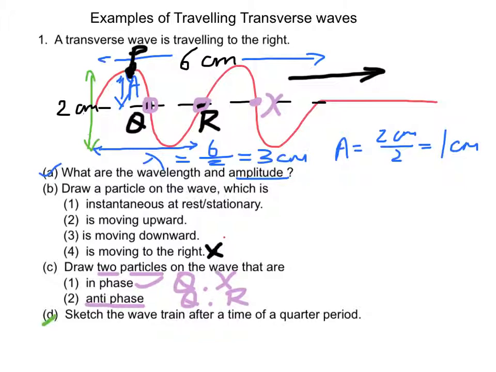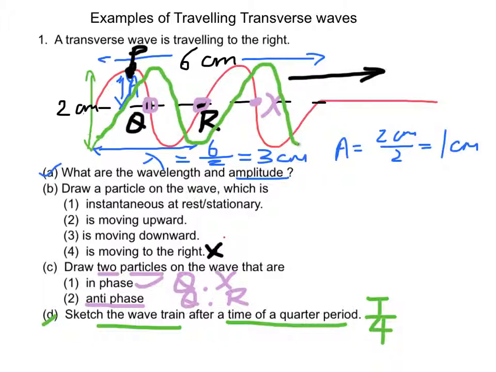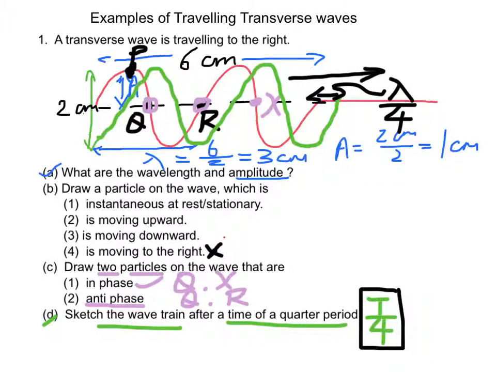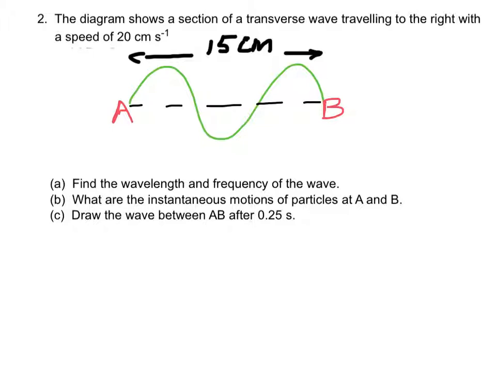For part D, after a time of a quarter period, T/4, the new wave train will be as shown. Notice that after a time of a quarter of period, the wave moves forward a distance equal to a quarter of wavelength. Now look at question number 2.